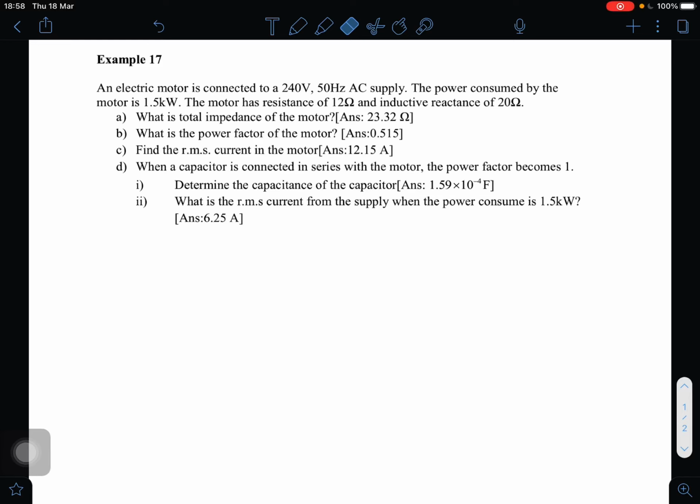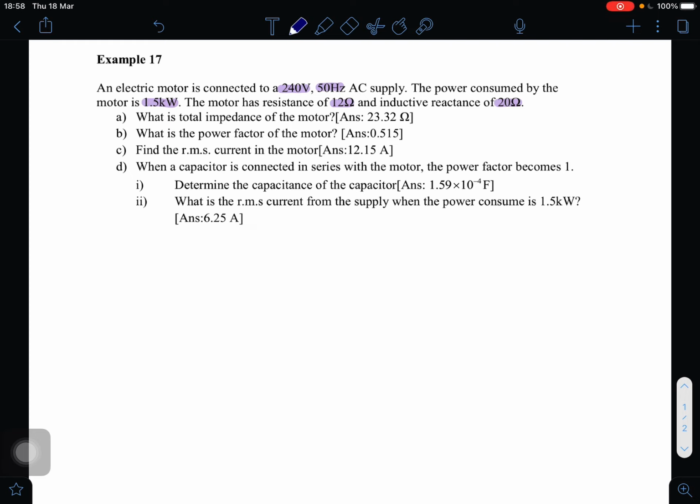Okay, now kita tengok example 17. An electric motor is connected to a 240 volt 50 Hz AC supply. The power consumed by the motor is 1.5 kilowatt. The motor has resistance 12 ohm and inductive reactance 20 ohm.